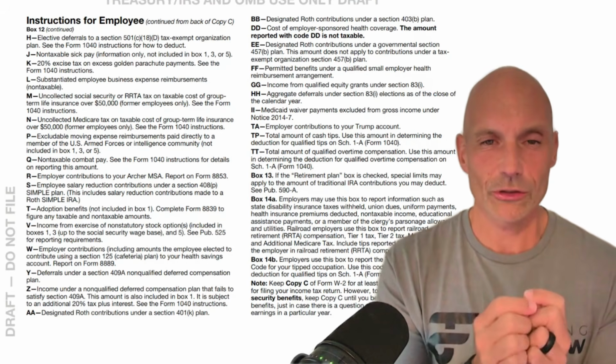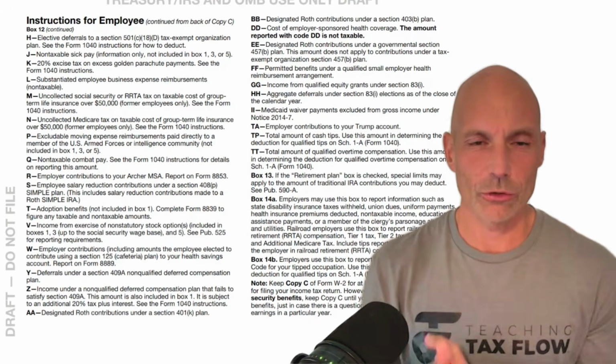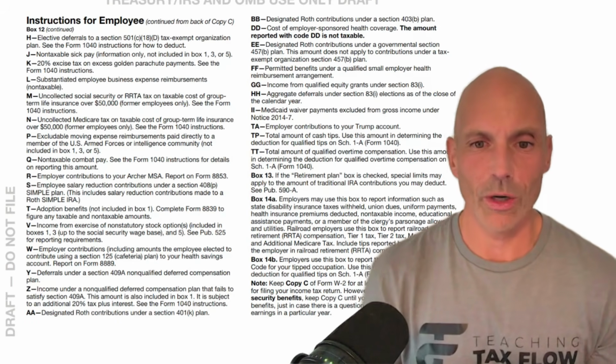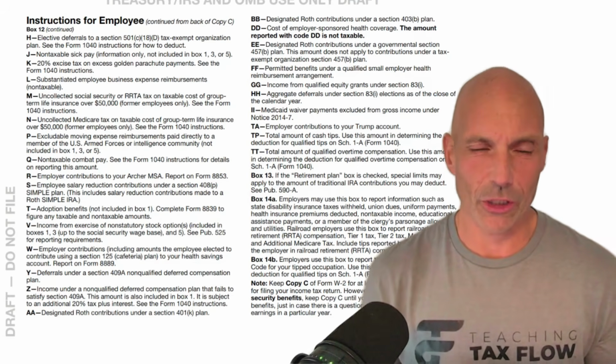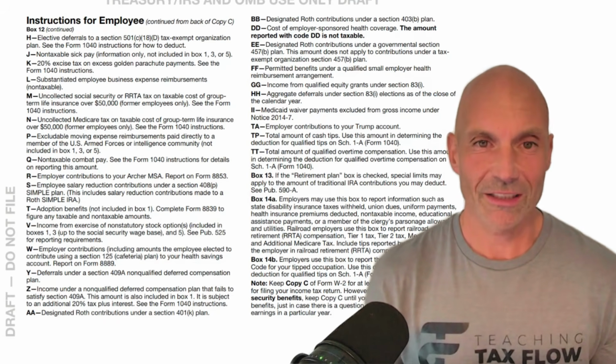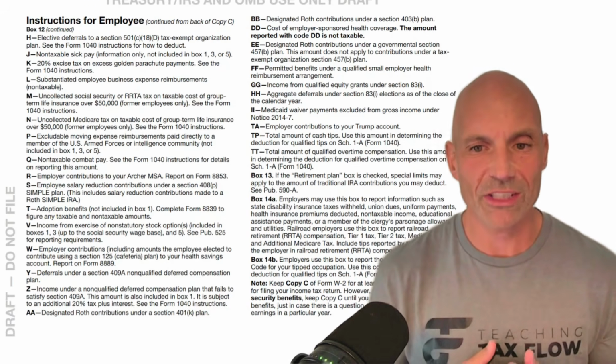And these W-2s, by the way, go to the Internal Revenue Service. They are submitted to whatever state that you work in as well. The third and final abbreviation that I'm going to talk about today is TT. TT stands for the amount of qualified overtime compensation.